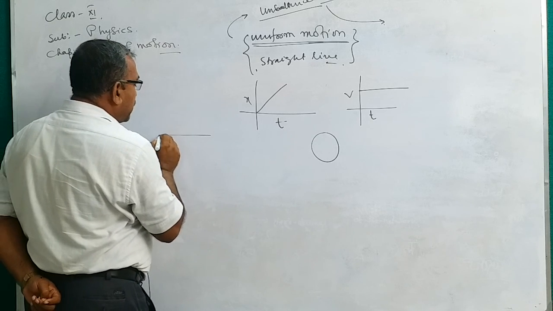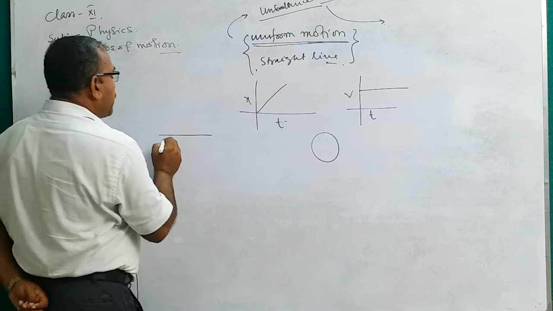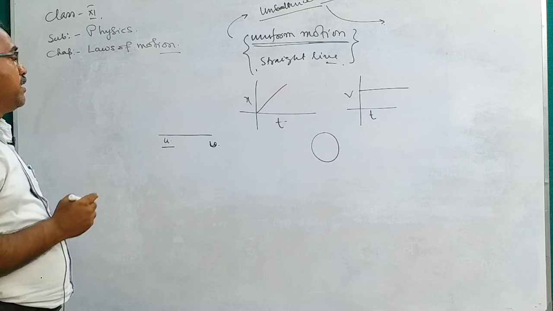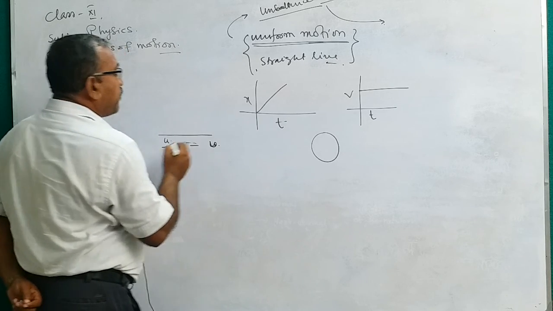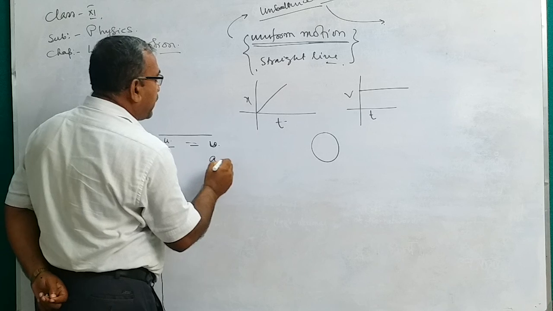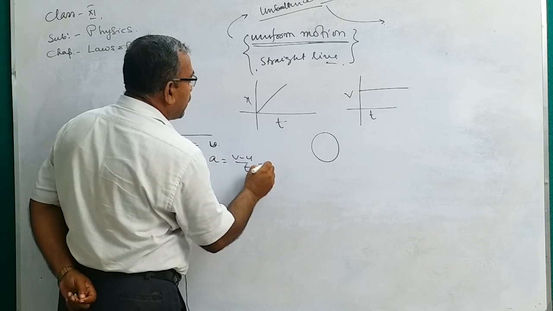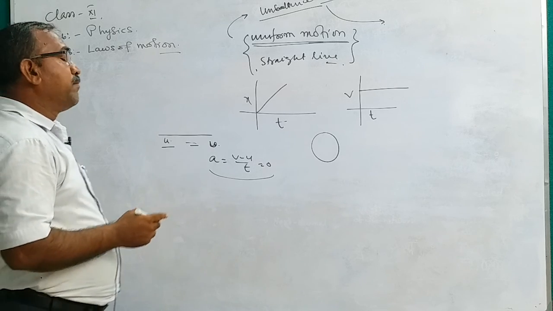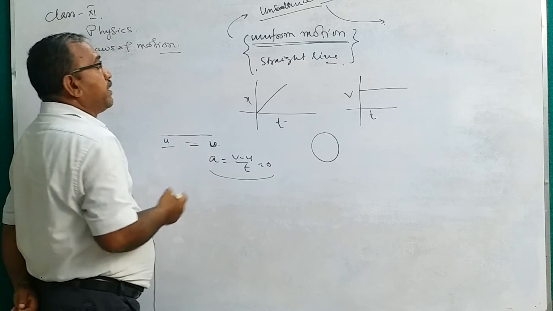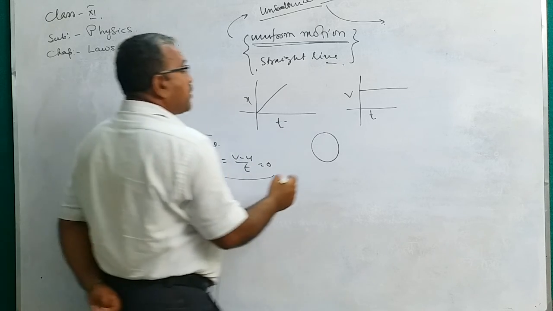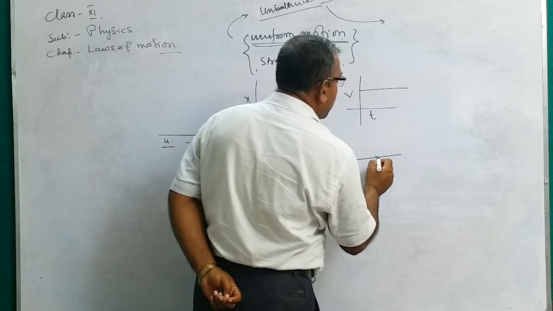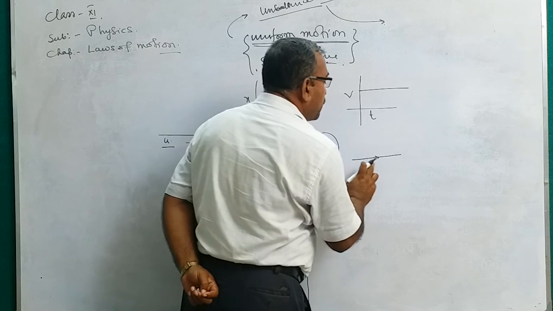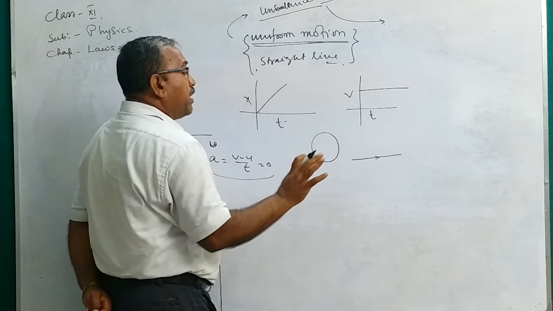If you see the object moving with uniform speed, the velocity of that object here is u and the velocity there is also v. u and v are both equal. If u and v are equal, then acceleration equals (v minus u) by t, which is equal to 0. So at that time the object is moving with uniform velocity in a straight line. Due to the balanced force, the object is moving in a straight line with uniform velocity.